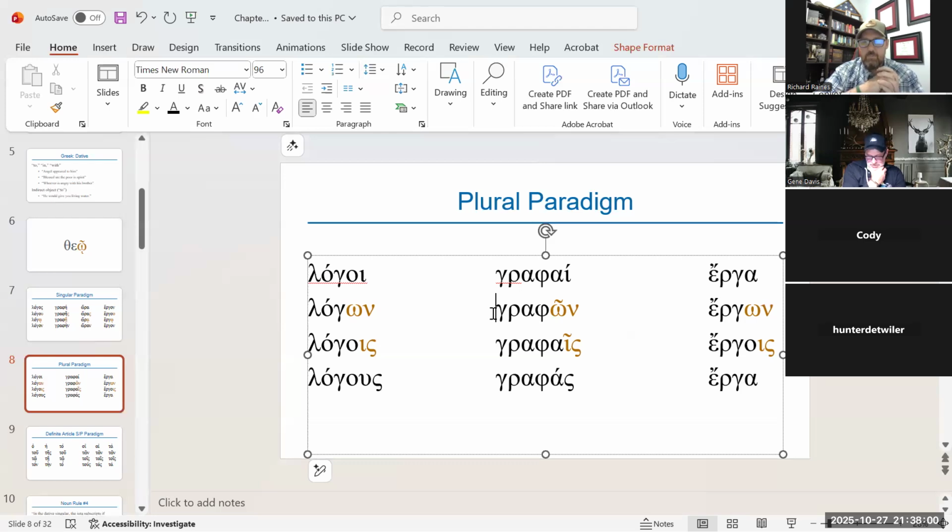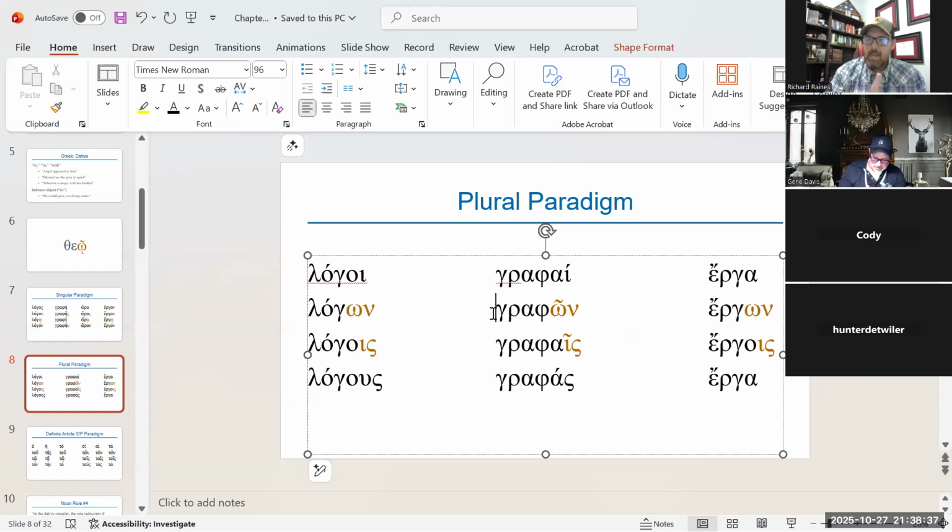Graphone, what's the gender? Feminine. What's the case? Genitive. Very good. What's the number? Plural. How would you translate that? It's from the word writing. So you're looking at the plural genitive form of writing. The genitive is possession, so you put "of" in front.